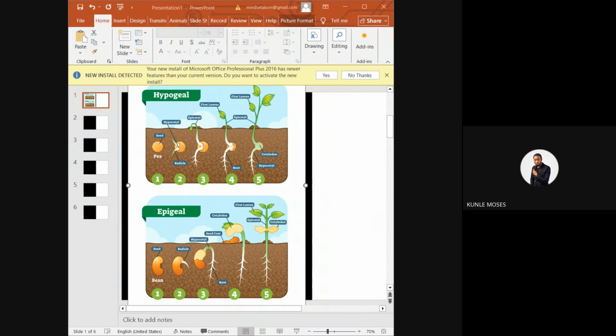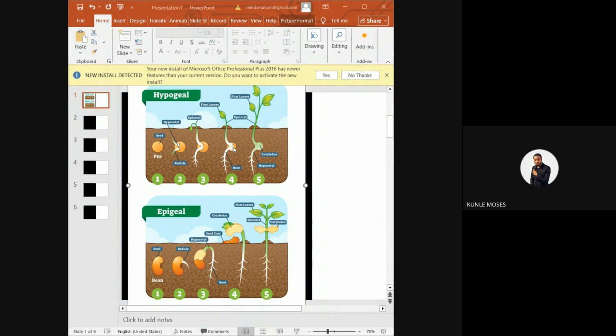And looking at this third stage, we call it the epicotyl growth. The epicotyl growth simply means the epicotyl elongates upward. This part here will be going upward as the radicle is going downwards. So that's what happens in this third stage.